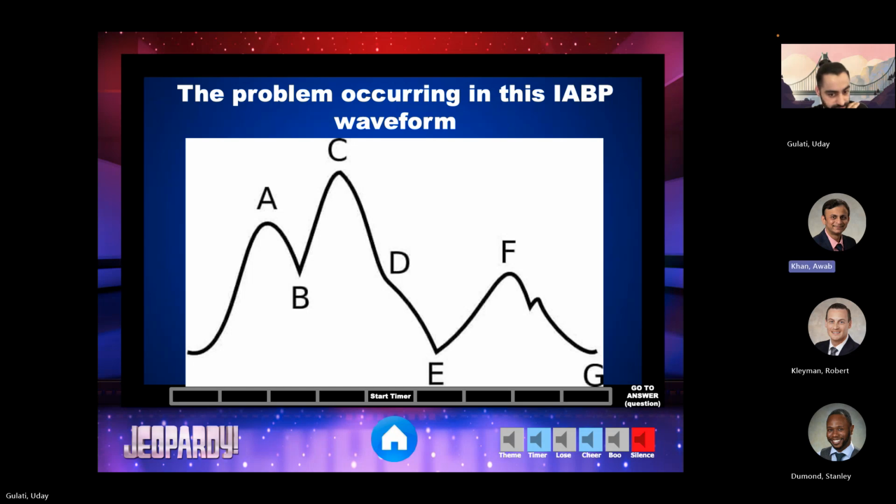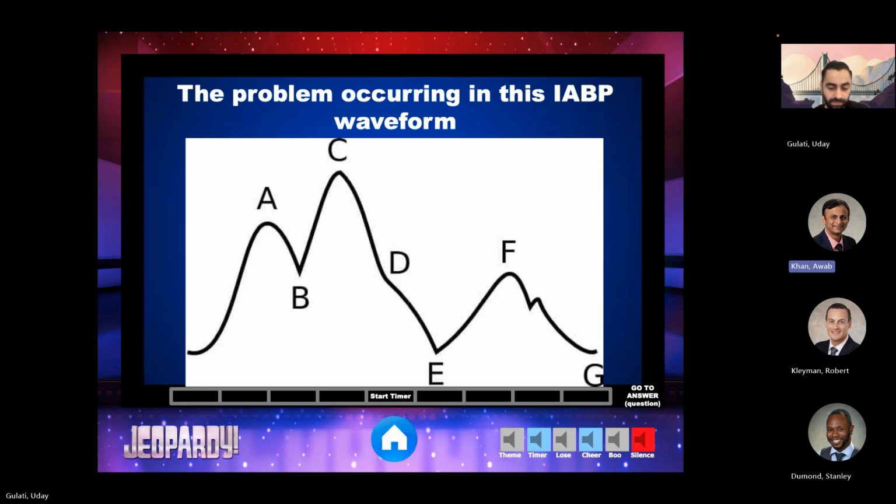Deflate too late. Yeah, but why do you say that? It's your second waveform, so the timing is correct. Right, because of where you're seeing C. It's inflated at C, and at D it should be deflating. You should have a waveform similar to A, but it's deflating late and causing a drop.